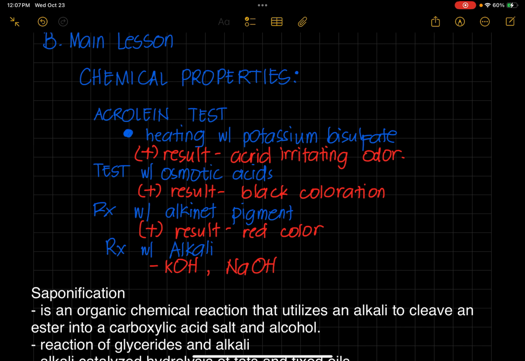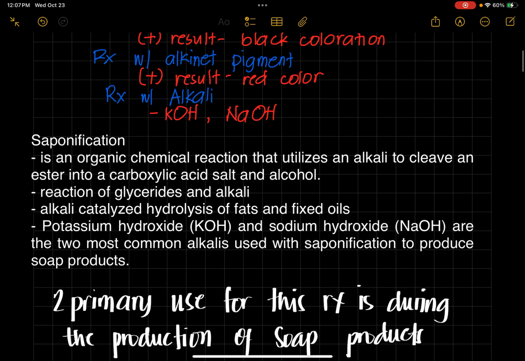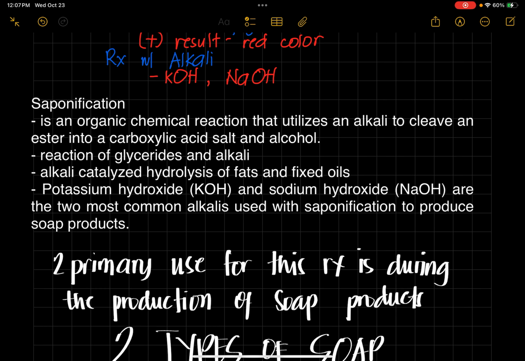Reaction with alkylate pigment, positive result, red coloration. And with alkali, we have potassium hydroxide and sodium hydroxide. What is saponification? Saponification is mag-ubra sang habon, no? Is an organic chemical reaction that utilizes an alkali to cleave an ester into a carboxylic acid, salt, and alcohol. So the reaction of glycerides and alkali catalyze hydrolysis of fats and fixed oils.